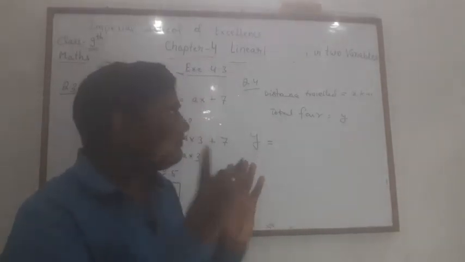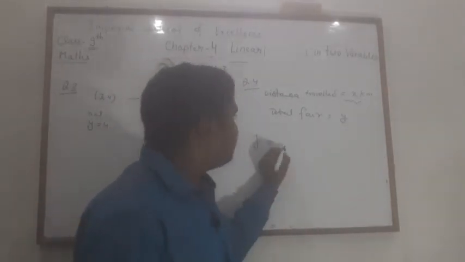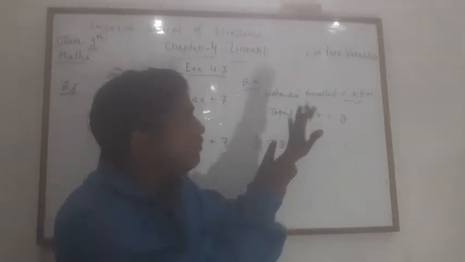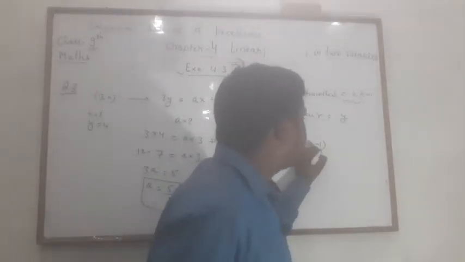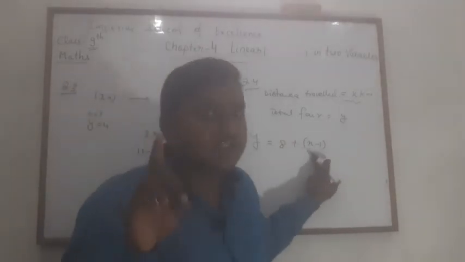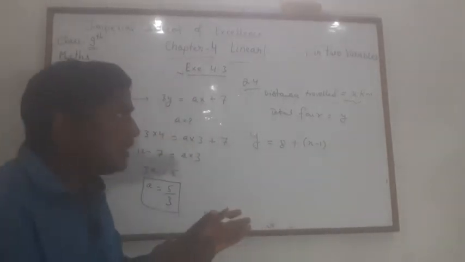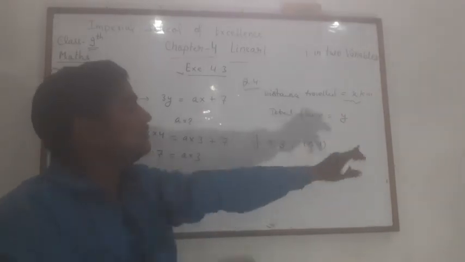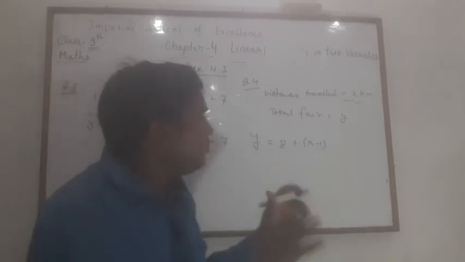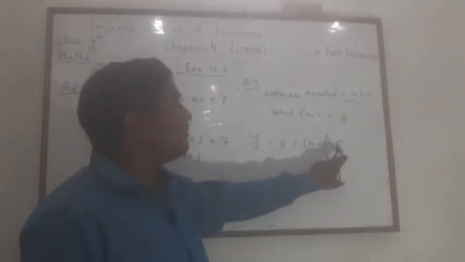For the first kilometer, how much distance has it covered? x kilometers. For the first kilometer it is 8 rupees, plus now how many kilometers are left? x minus 1, because 1 kilometer is gone for 8 rupees, and all the remaining kilometers will be charged at the rate of 5 rupees per kilometer. Means the first 1 kilometer will cost 8 rupees, and from x kilometers if we subtract 1 it will be x minus 1 kilometers, and what will be charged on these? 5 rupees each. So however many kilometers remain, multiplied by 5.